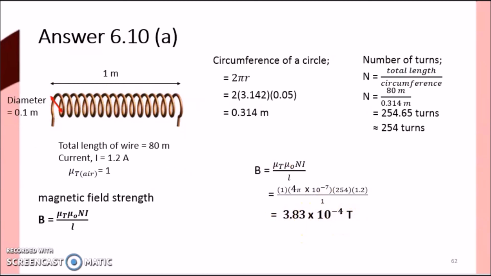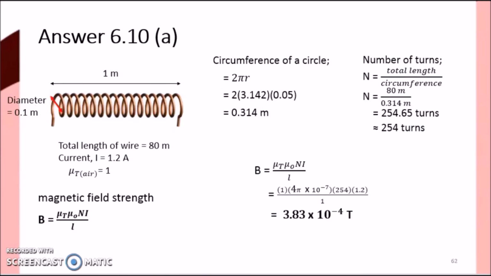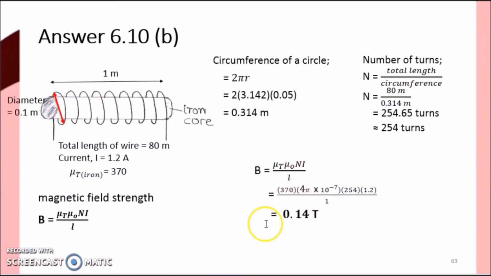For question B, since there is an iron core inserted inside this solenoid, we can just multiply the previous answer by 370, or we can find it again by using the same equation. Then you will get 0.14 Tesla. So the function of inserting an iron core into the solenoid is to increase the magnetic field produced. As proven by the calculation, the magnetic field for this situation is greater compared to the first situation just now.